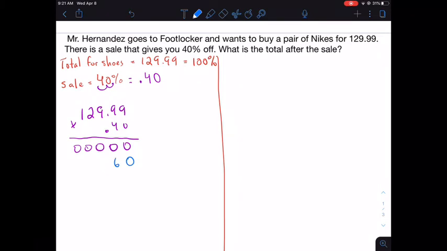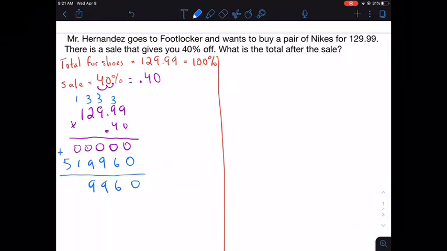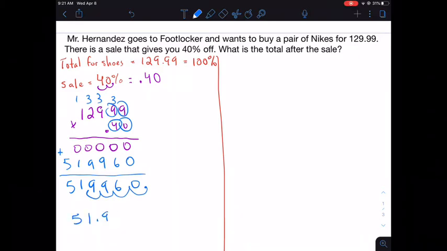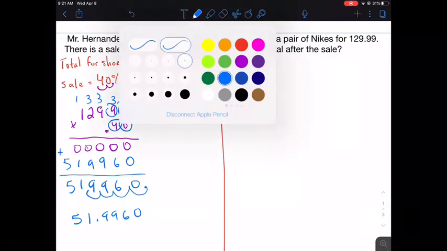4 times 9 is 36. That is 39. Because 9 times 4 is 36 plus 3 is 39. 2 times 4 is 8 plus 3 is 11. 4 times 1 is 4 plus 1 is 5. And you add 0, 6, 9, 9, 1, 5. Now you look at how many numbers are behind the decimal. 1, 2, 3, 4. So you move the decimal to the left 4 times. 1, 2, 3, 4. So 51.9960. But remember, you have to round.